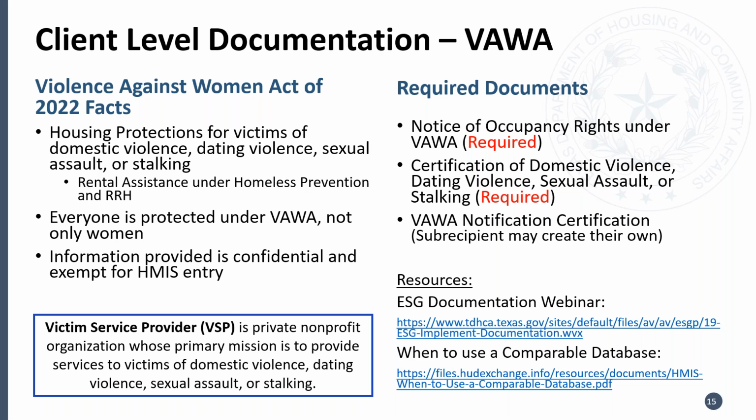This is why subrecipients that are victim service providers, or VSPs, as defined by HUD, must use a comparable database to HMIS. Although not every subrecipient qualifies as a victim service provider, any subrecipient can provide services to households or persons that are seeking protections under VAWA. For easy reference, we've included some resources to the right of the slide. At the bottom, there's a quick guide of when to use a comparable database.